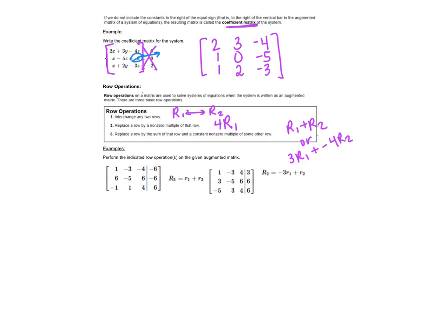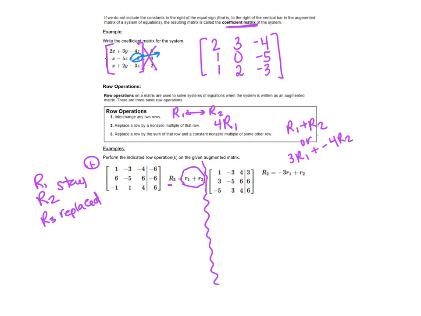Okay, so let's look at our first example here. I notice there's not a lot of space, so I'll draw where the 2 examples are. What I want to do is use the operation where row 3 is going to equal the sum of row 1 and row 3. That means row 1 and row 2 stay the same, but row 3 is going to get replaced with the answers of adding row 1 and row 3.